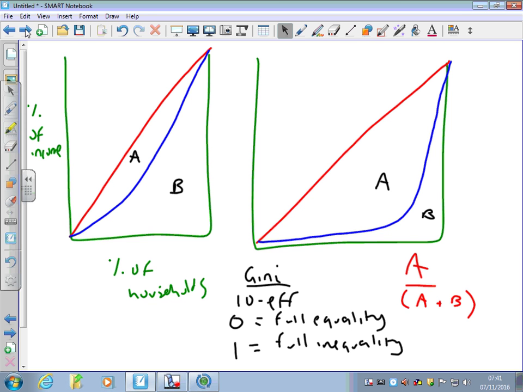The UK in recent years has become a more unequal society. The Gini coefficient is increasing, and this is a problem that we experience in many economies across the world. What we'll do in the next lesson, the next video, is talk about the causes of inequality.